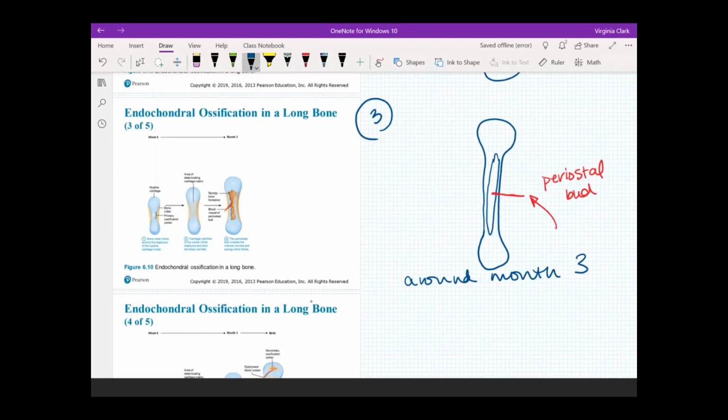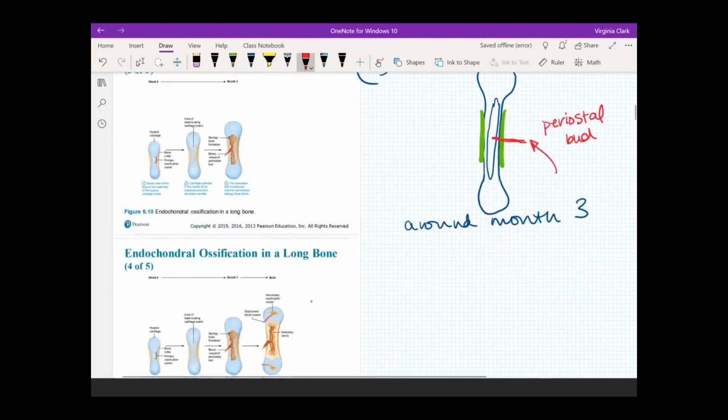So from the end of month 2 to around month 3, you're going through steps 1 and 2. So now we've got our wider medullary cavity in the middle. We've still got the bone collar around the outside, but we have this essentially new supply of nutrients and oxygen coming through the blood supply. So that's going to increase the growth. So if you're trying to remember the sequence of steps, you have to have the periosteal bud before you really convert everything to replace it with bone.